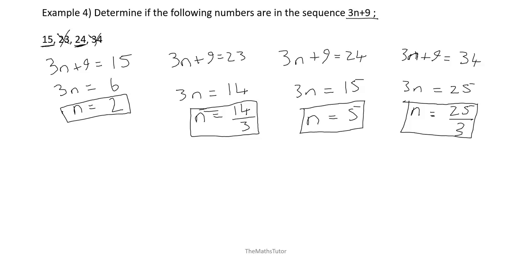So, to reiterate, because this gives you a whole number for n, you can conclude that 15 is part of the sequence, and because this gives you a whole number for n, you can conclude that 24 is part of the sequence. Whereas, because these do not give you whole numbers, you can conclude that 34 and 23 are not part of this sequence.